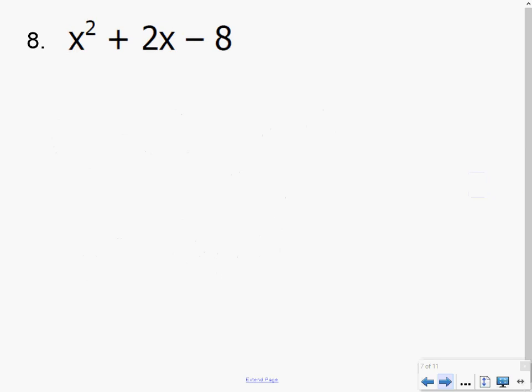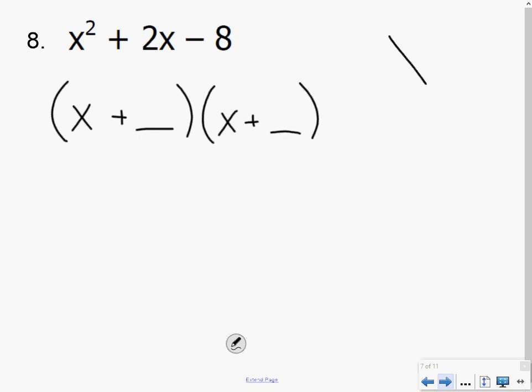So let's take a look at what happens when we don't just have positive numbers. It starts getting a little more complicated. It doesn't change the initial setup. We're still going to have two factors. But when we go to do our x, now we need to find two numbers that multiply to a negative 8 and add to a positive 2. Well, that makes it a little more complicated when you have negatives and positives.